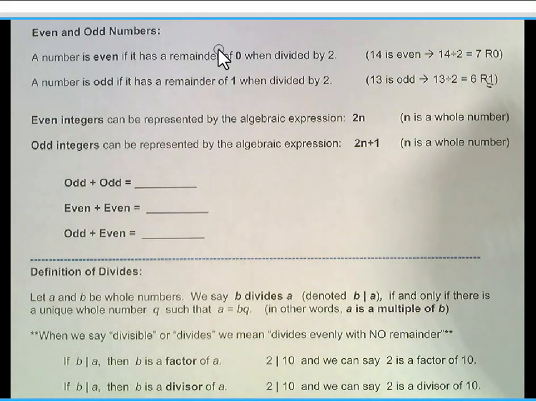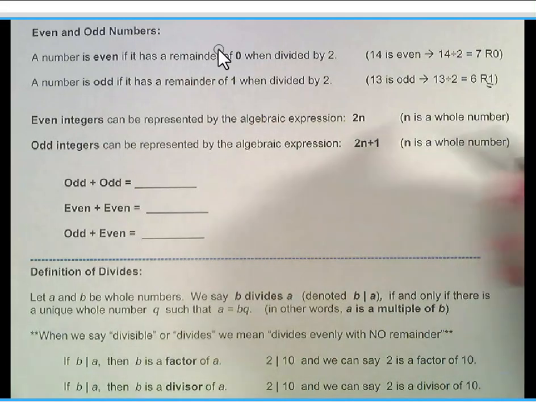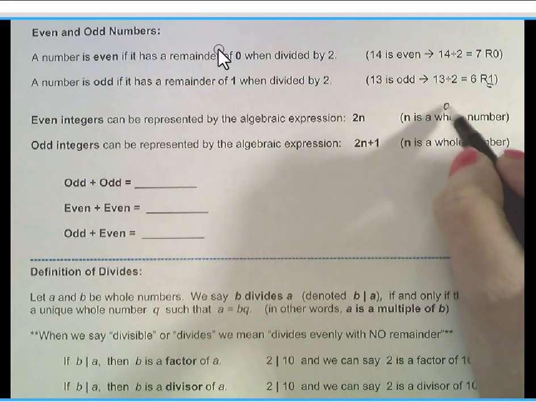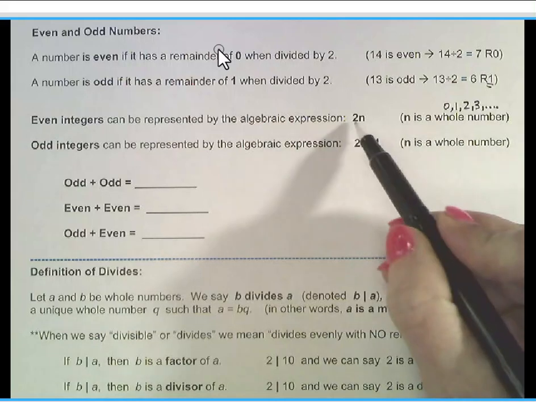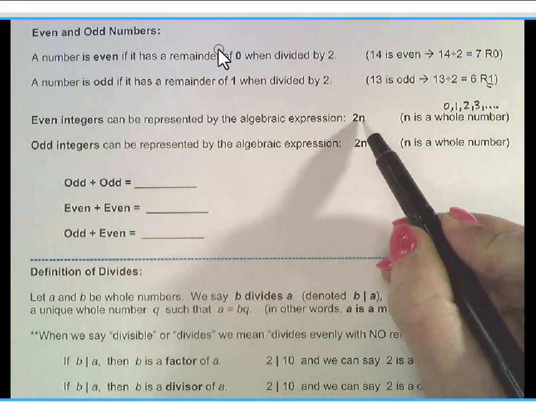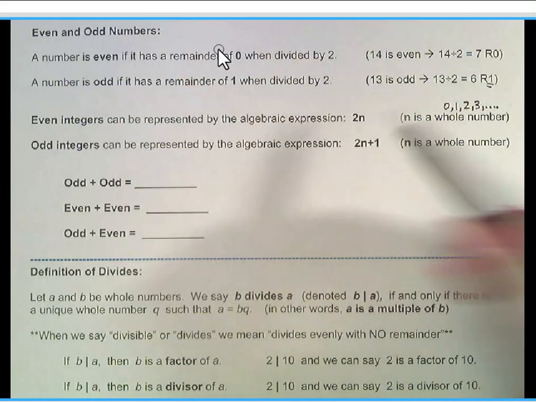So algebraically, even integers can be represented by the expression 2n, where n is any whole number. Remember, our whole numbers are 0, 1, 2, 3, etc. So 2 times 0 is 0. 2 times 1, 2. 2 times 2, 4. 2 times 3, 6, etc. That's how you create the even numbers.